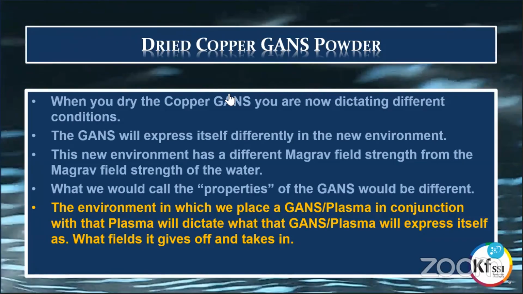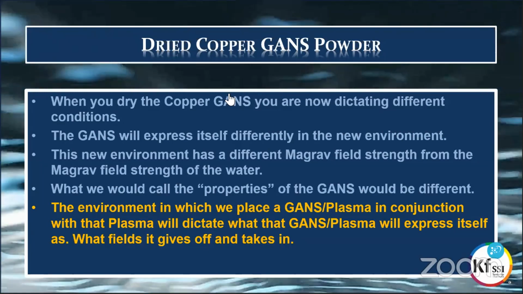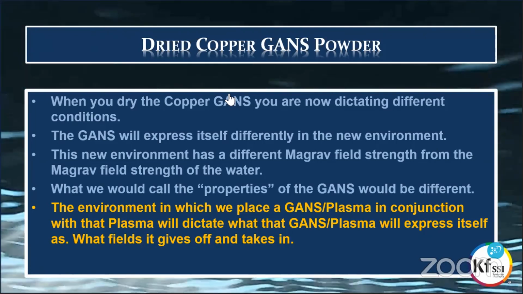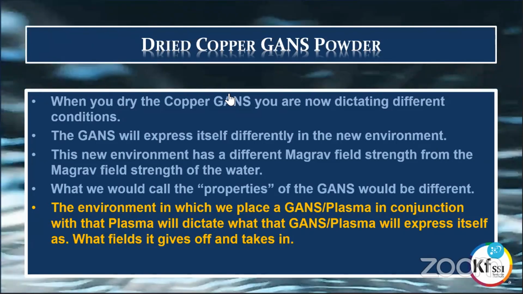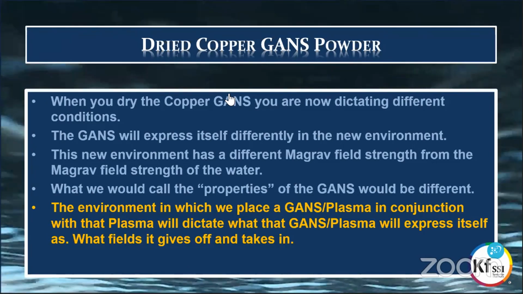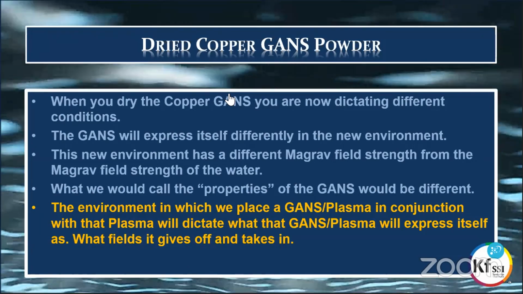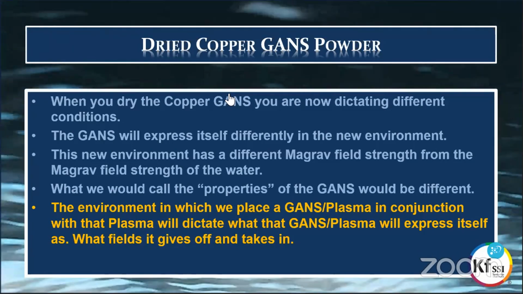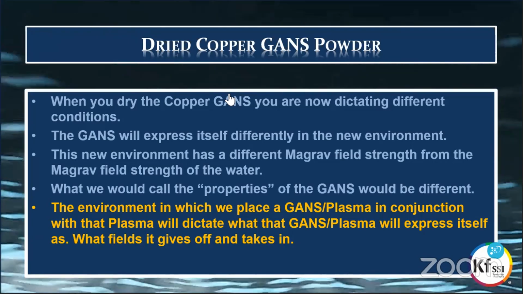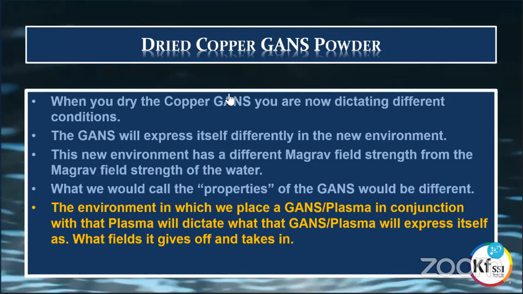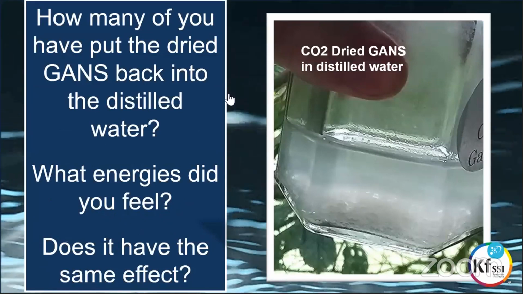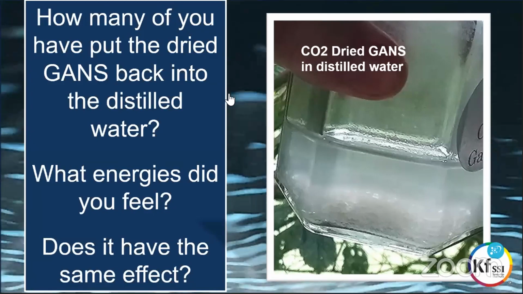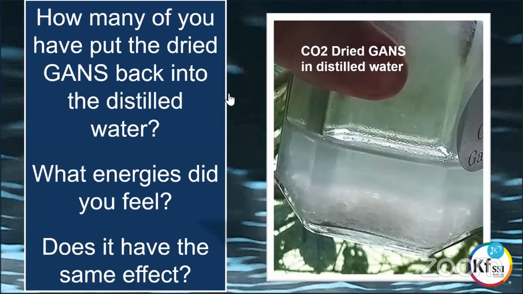When we take that GaNs and we dry it, we've now got it in what we would call the atmosphere environment of Earth, but it's a different magnetic or gravitational field environment. And so this dried GaNs in interaction with the new environment is going to express itself differently, and it's going to give off and take in different fields, and will have a different effect. And then the same question: how many of us have then put this dried GaNs back into the distilled waters?